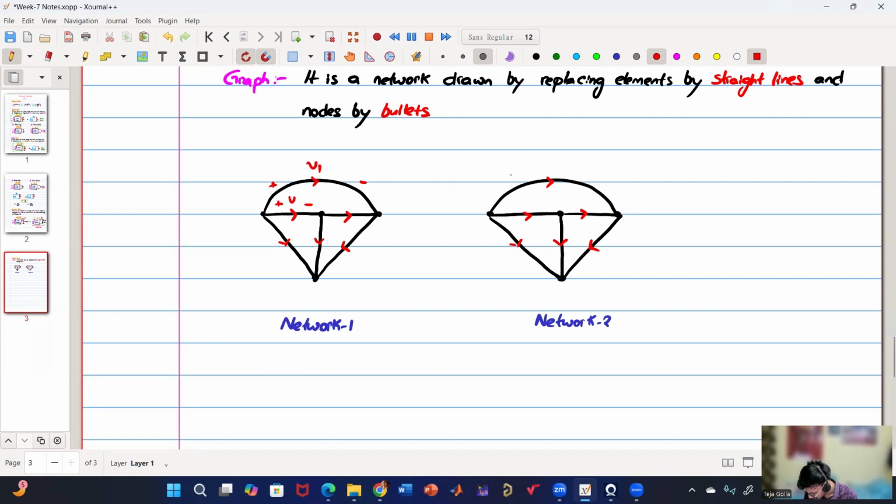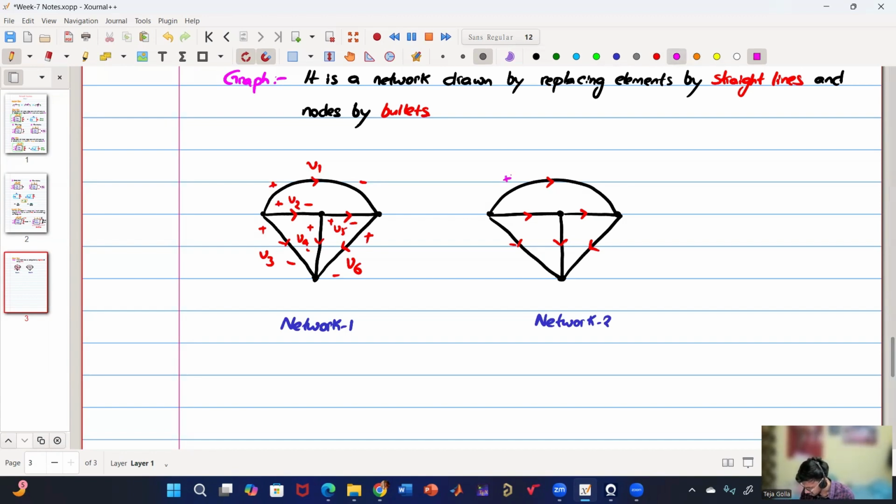Say this is plus minus V1, this is plus minus V2, this is plus minus V3, this is plus minus V4, plus minus V5, plus minus V6. If a current is flowing from terminal A to terminal B, obviously terminal A is at a higher potential. So accordingly, I have put the voltage polarity.